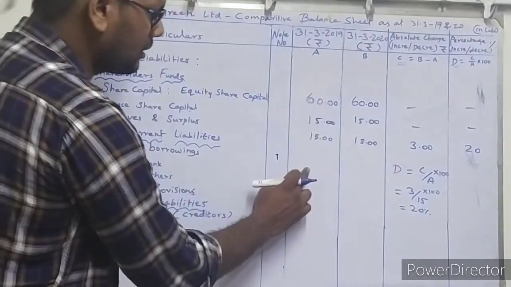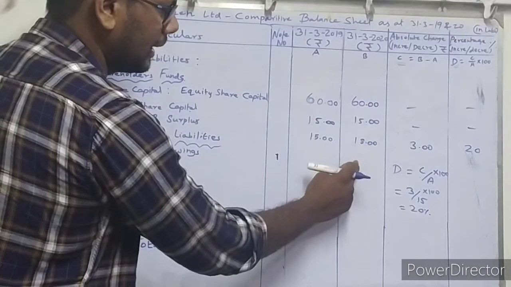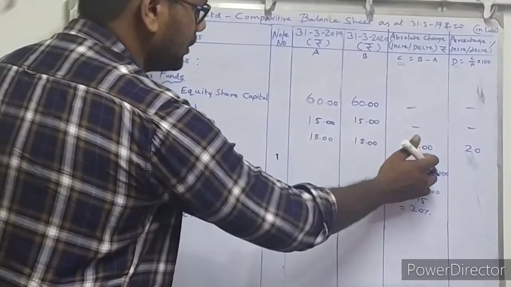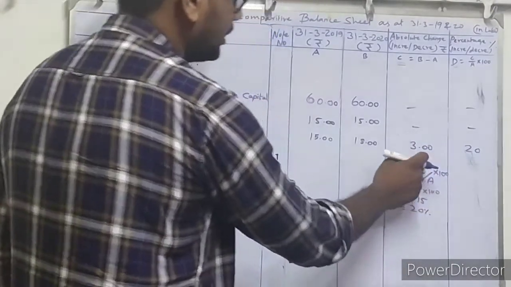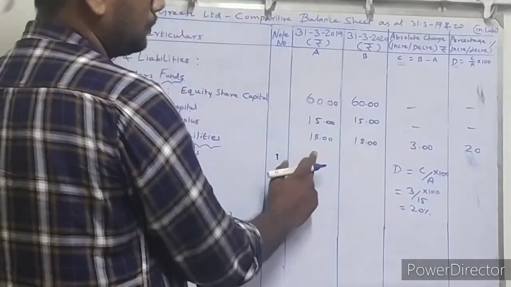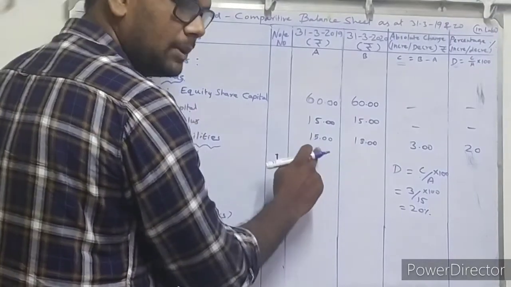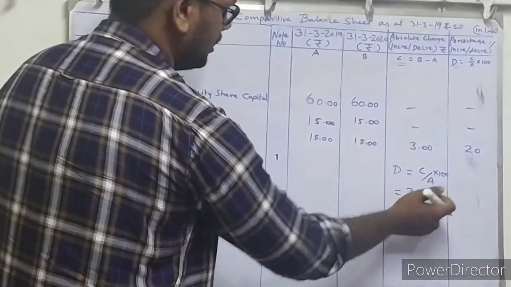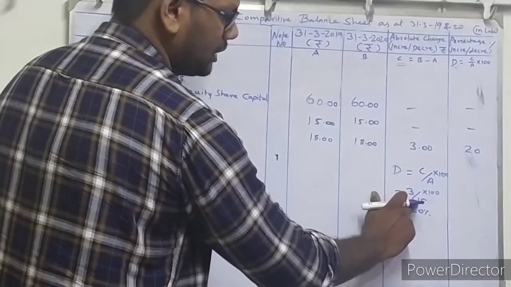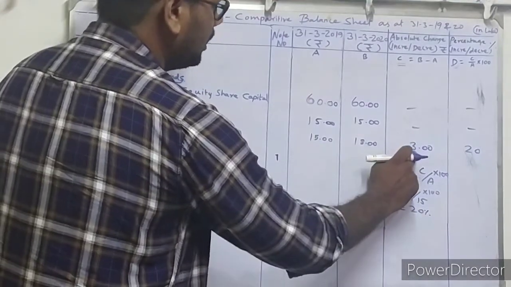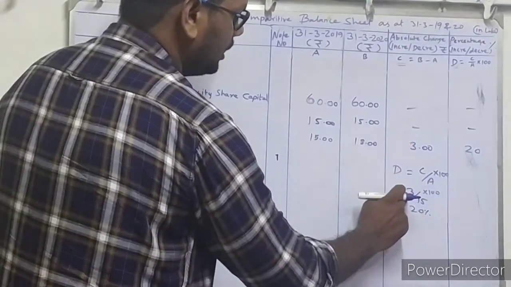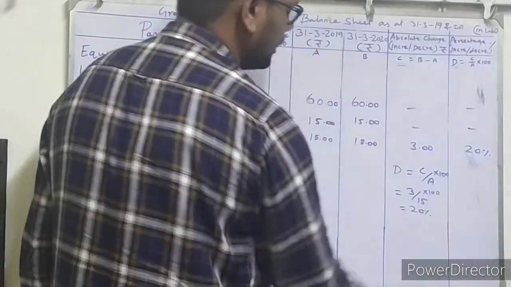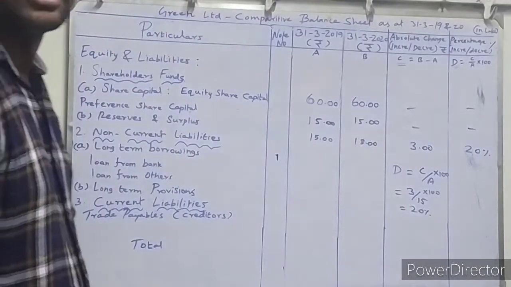The previous year information is 15 lakh, the current year information is 18 lakh. Comparing these two, compared with the previous year, 3 lakh rupees are increased. How many percentage is it compared with the previous year? The previous year will be considered the base year. So we are substituting the formula. D is equal to C by A into 100. 15 is the base year, and 3 is the absolute change in rupees, column C, into 100. 20 percentage is increased compared with the previous year. Can you get my point?